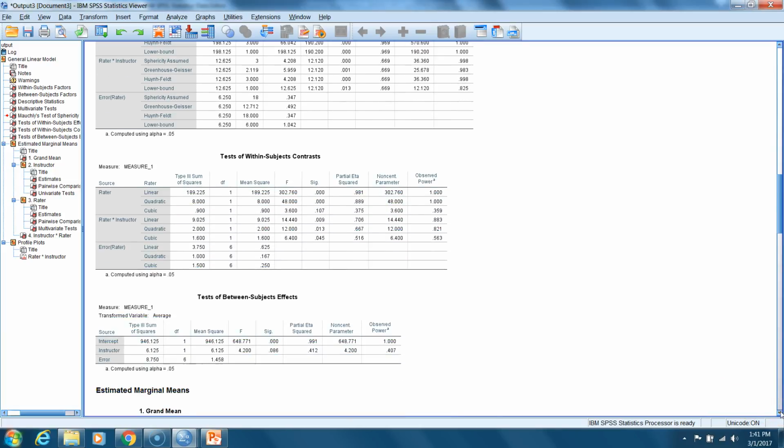Our test of within subject contrasts. In this case, if you think about this, the radars are not a linear or quadratic effect. If these were time, that might be more interesting. But in this case, we don't really care about the contrast effects. We do, however, this time care about between subjects differences. We want to know whether there was a significant difference by being an instructor. And instructor as a main effect, F is 4.2 and p is 0.086. It is not significant. So even though the interaction came up significant, the main effect is not significant.